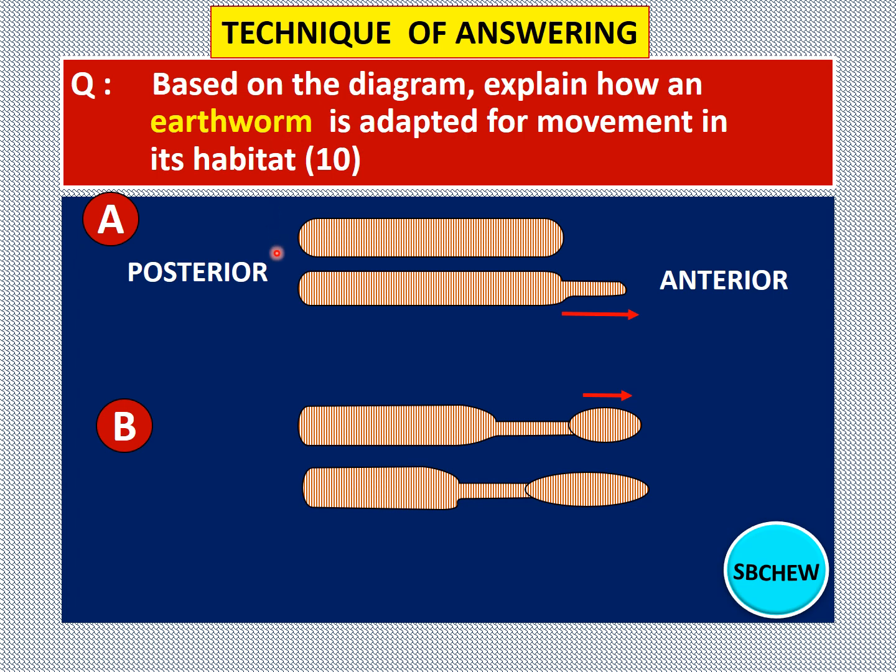Looking at the picture, when the question says based on the diagram below or at the side, you must be careful. Whatever you see here, you must explain, and don't just explain based on the notes that you have memorized. Here A shows you the first part where the circular muscles contract and extend the body of the earthworm. And B shows you this part where there is contraction of longitudinal muscles. So let's see how the answer is given.